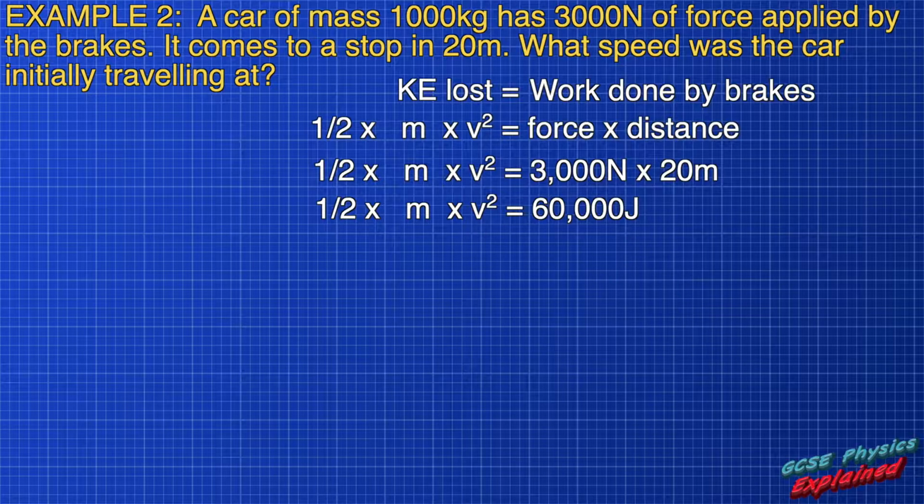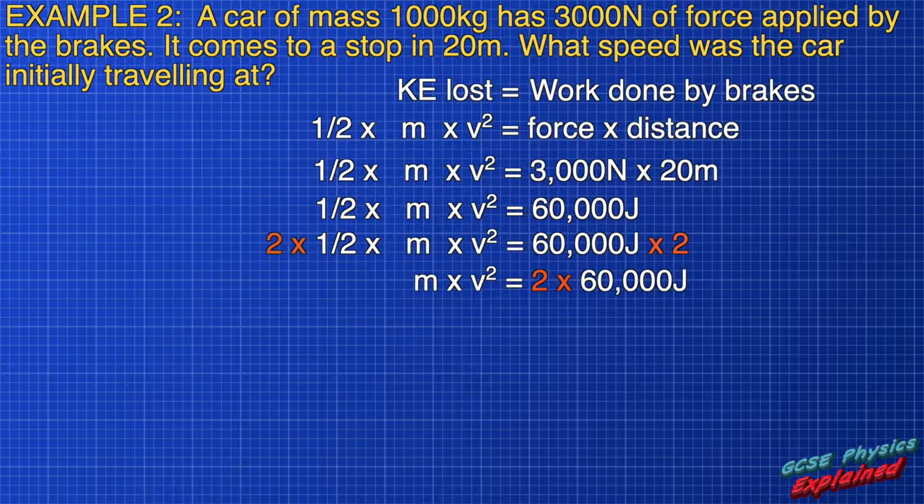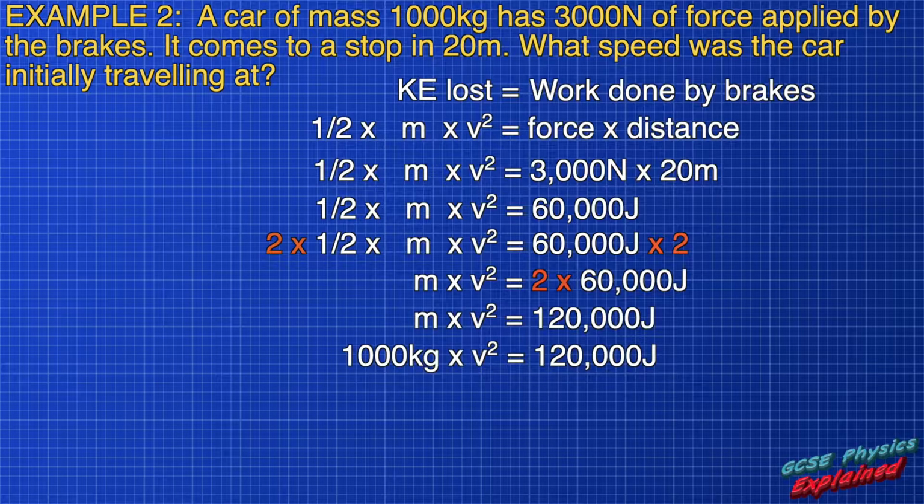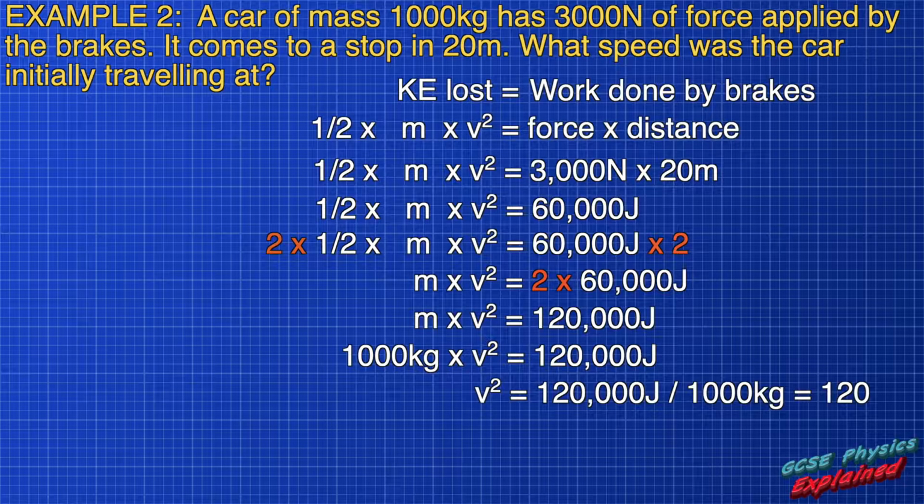If we multiply both sides by 2, we get mv squared equals 2 times 60,000 joules, which is 120,000 joules. We know the car's mass is 1,000 kilograms. So 1,000 kilograms times v squared is going to equal 120,000 joules. Divide both sides by 1,000, so v squared equals 120,000 divided by 1,000, so v squared is 120. If we square root both sides, we'll work out what v is. So v is the square root of 120, which equals 10.95 metres per second.